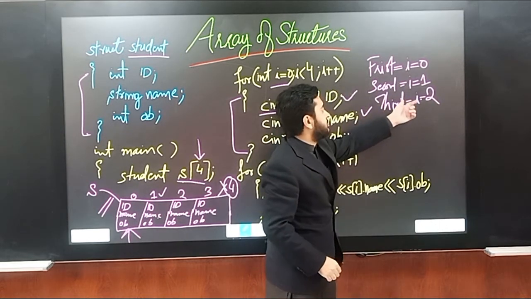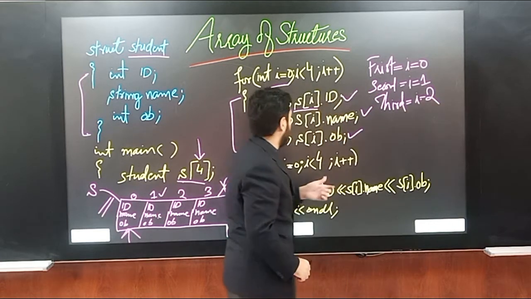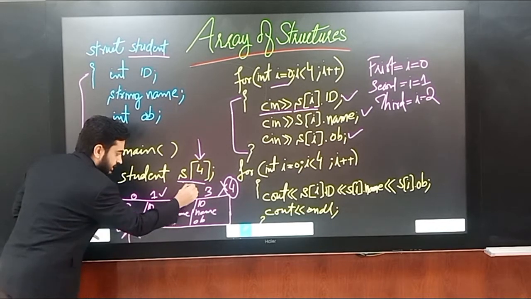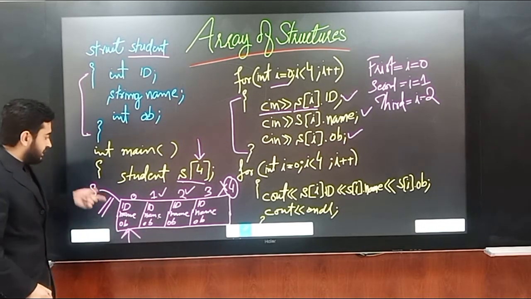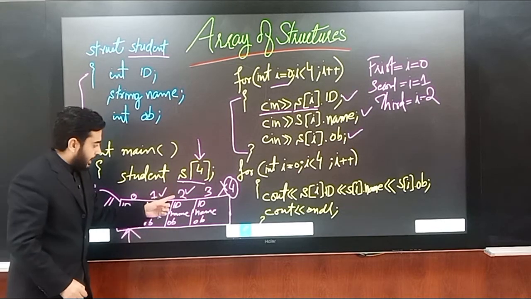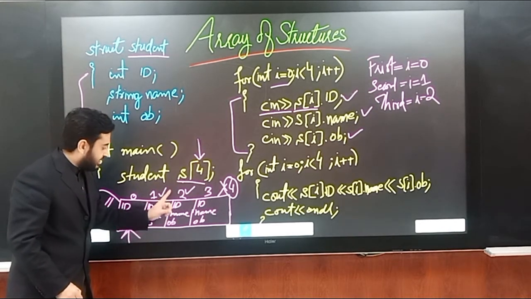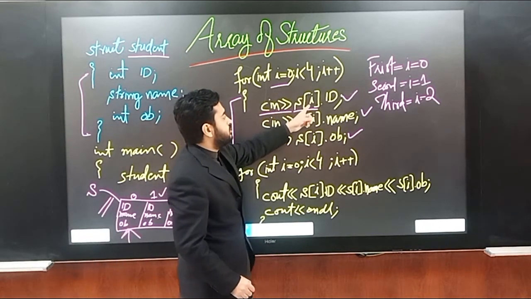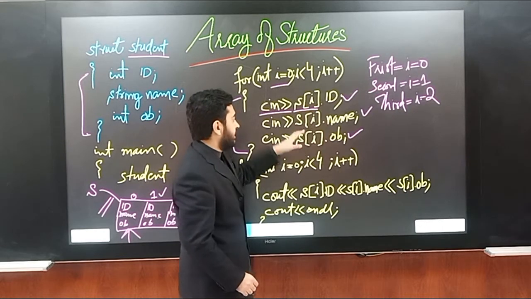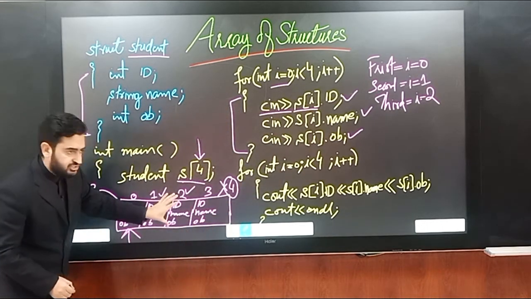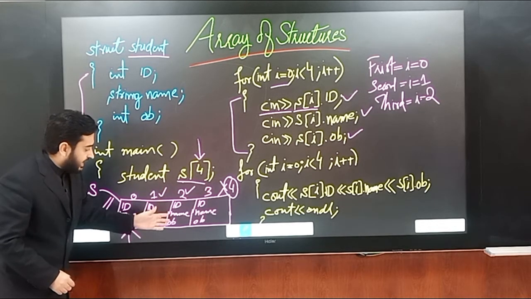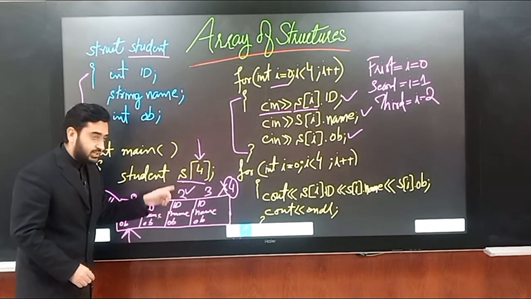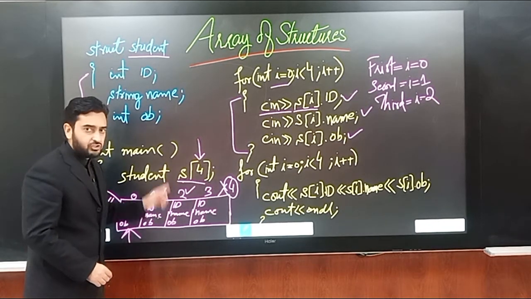In the third iteration, we will have i equal to 2. So when i is equal to 2, we are going to access slot number 2 in this s array: index number 2 dot id, index number 2 dot name, index number 2 dot ob. So here you can see s[2].id, s[2].name. In this way we access the variables already defined in the structure using the index number of the respective element or slot in the array.